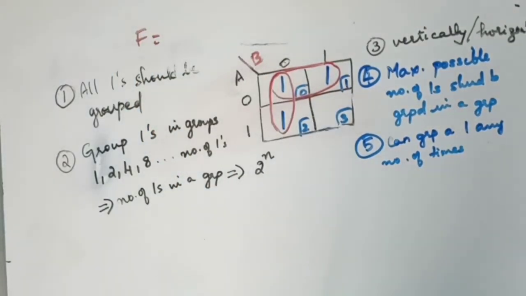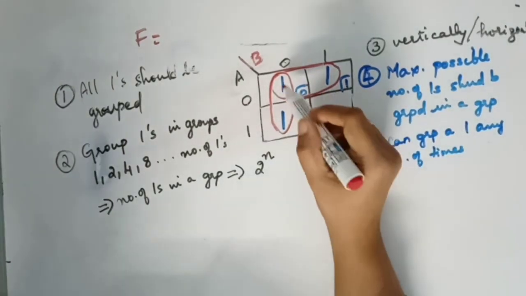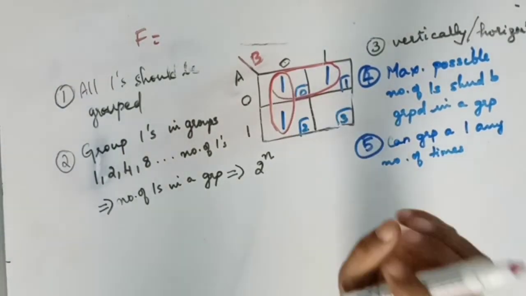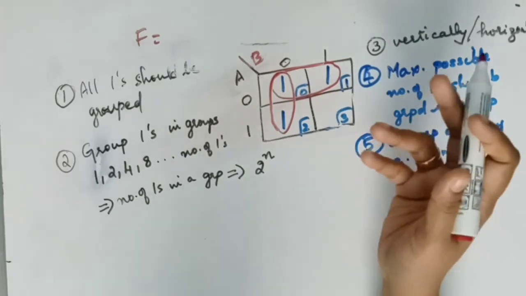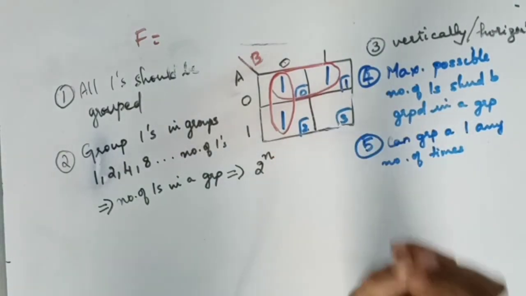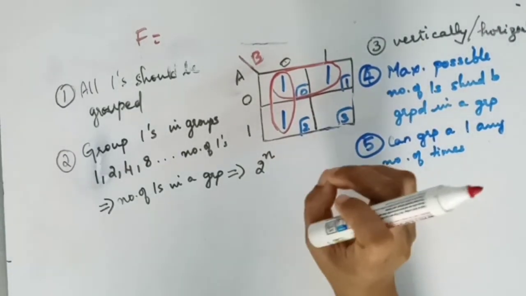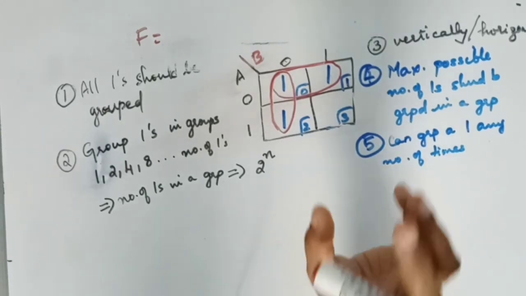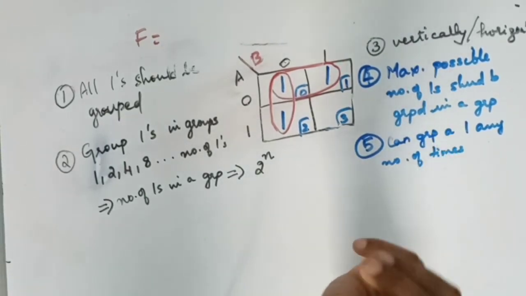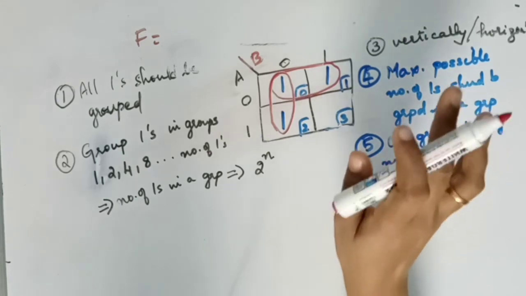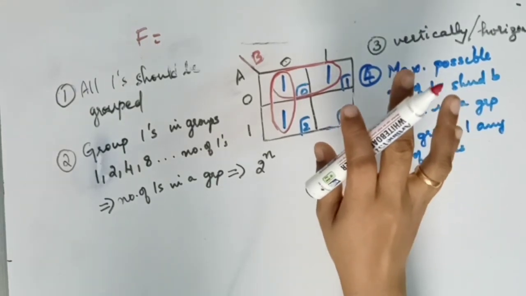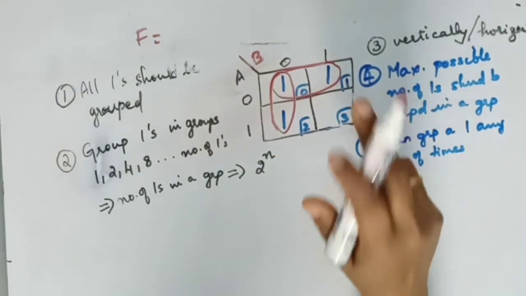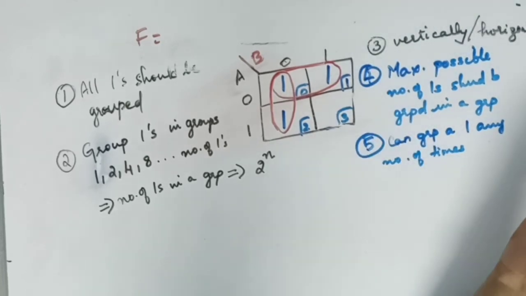So function of AB. So how do you write this? For a particular group, you have to see what is common for all the ones inside the group. Those terms you will be writing as a product. Then you will put a plus sign and move on to the next group.